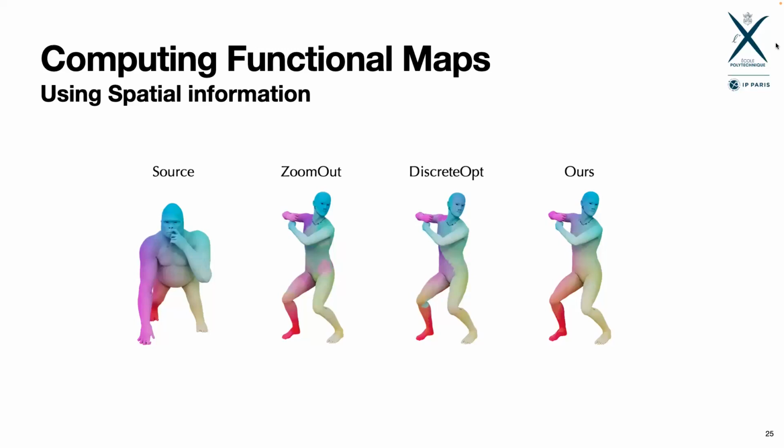So yes, the data attachment is when you compute the pointwise map in the ICP. It's kind of a data attachment, and it's the same thing here. It's the biggest guidance. And here we have smoothness.